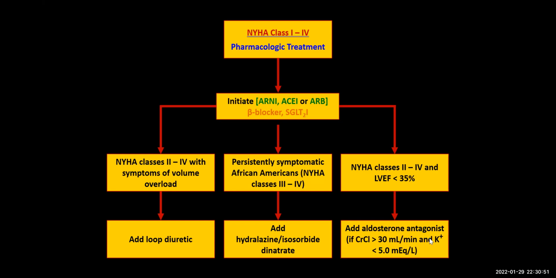So add aldosterone antagonist, but these days, this is a little bit of an old approach. If the creatinine clearance is 30 ml and potassium is less than 5 milliequivalents, then we add aldosterone antagonist, right? Remember, aldosterone decreases potassium levels, so an aldosterone antagonist can lead to hyperkalemia, which we try to avoid in heart failure. We monitor potassium all the time, okay? So this is just a general overview of the drugs.